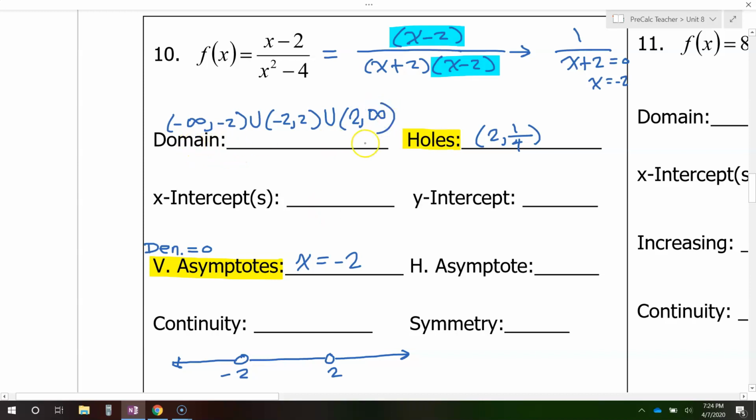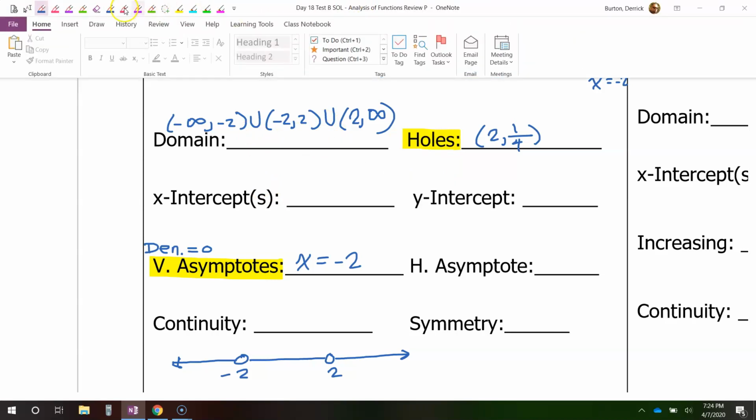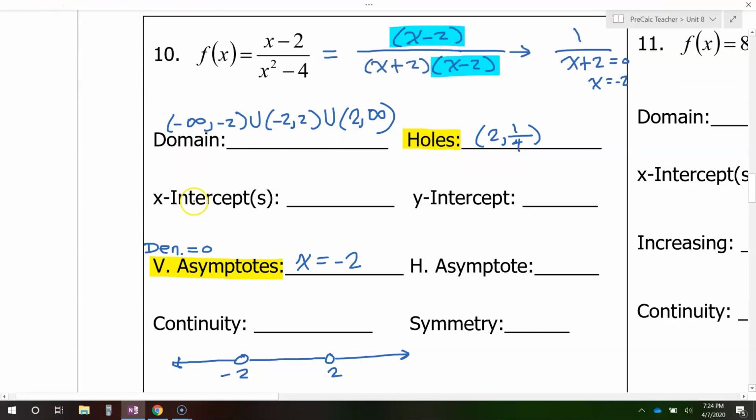That's how you say the domain, but you're basically just skipping over any vertical asymptotes or any holes. You just have to skip them. All right, moving on to the x-intercepts.